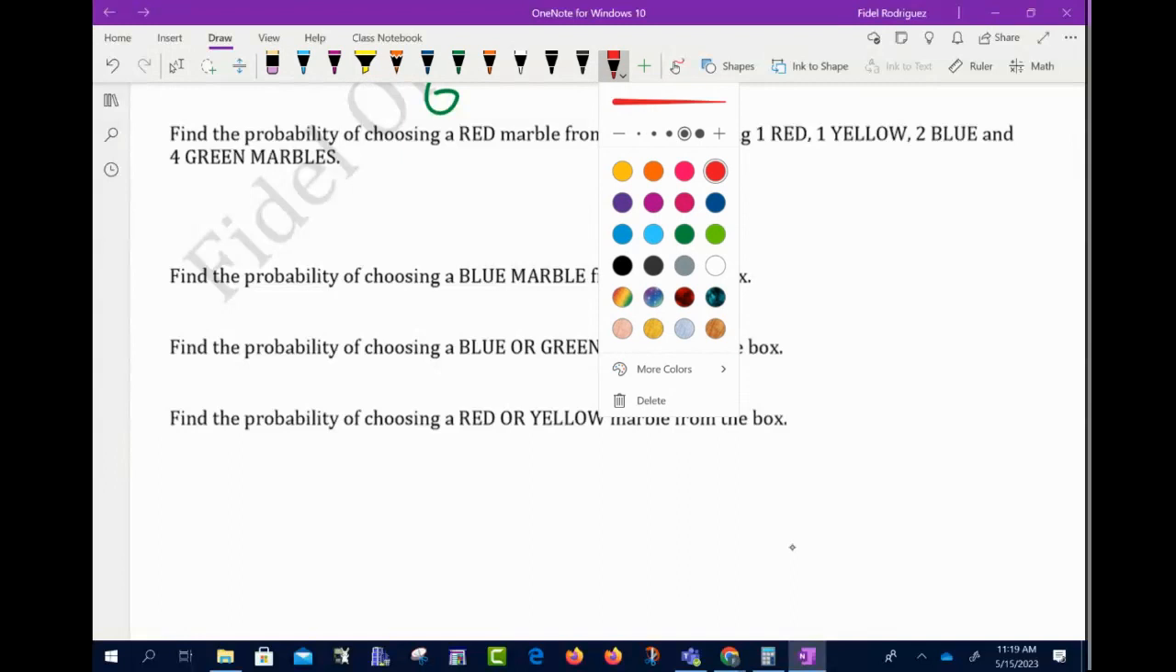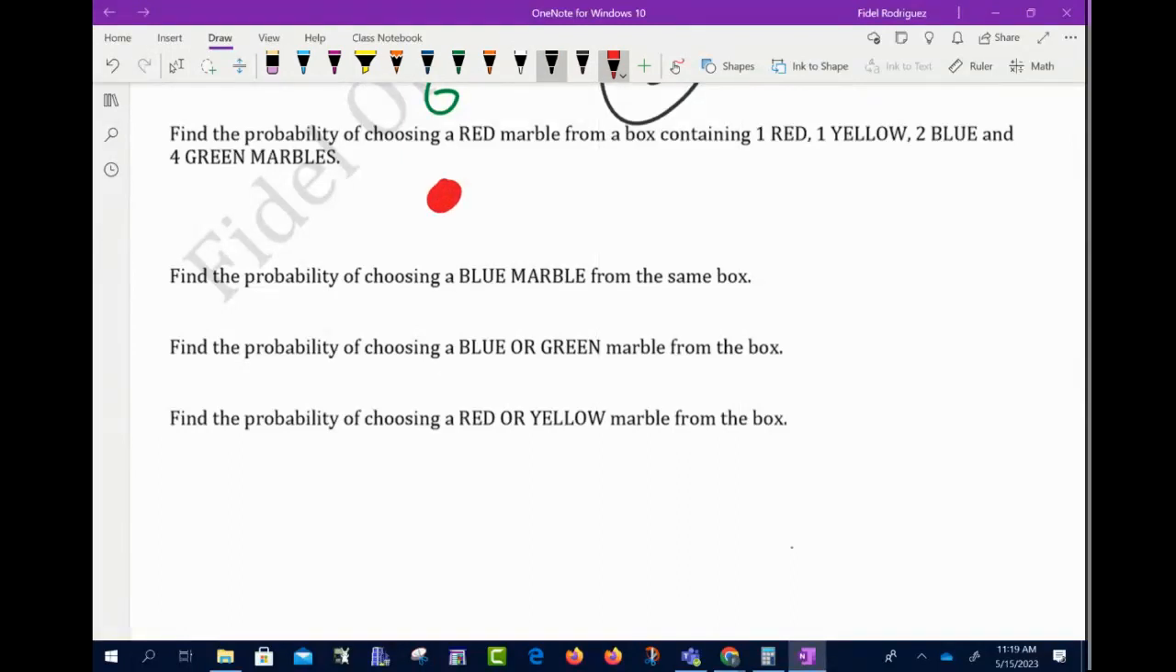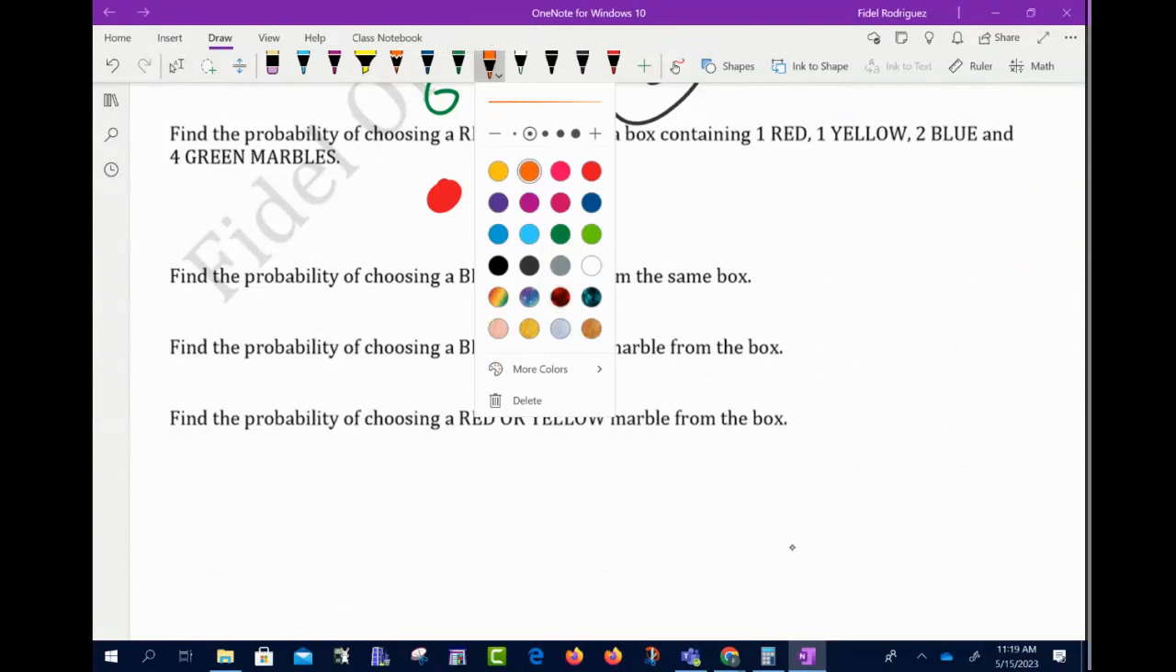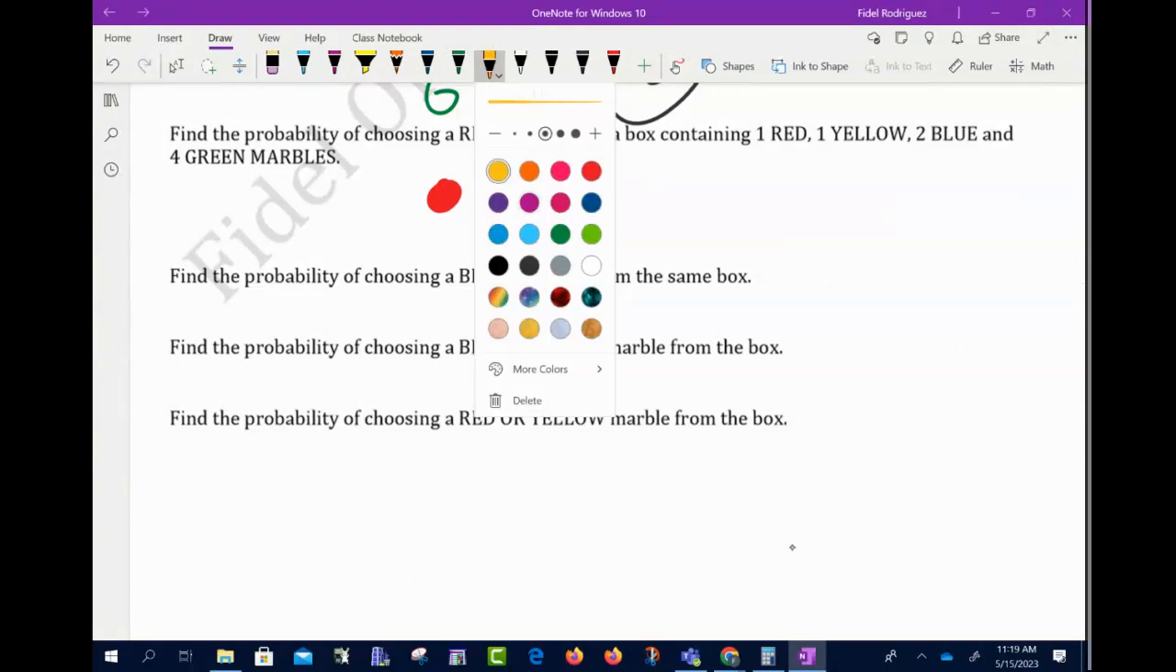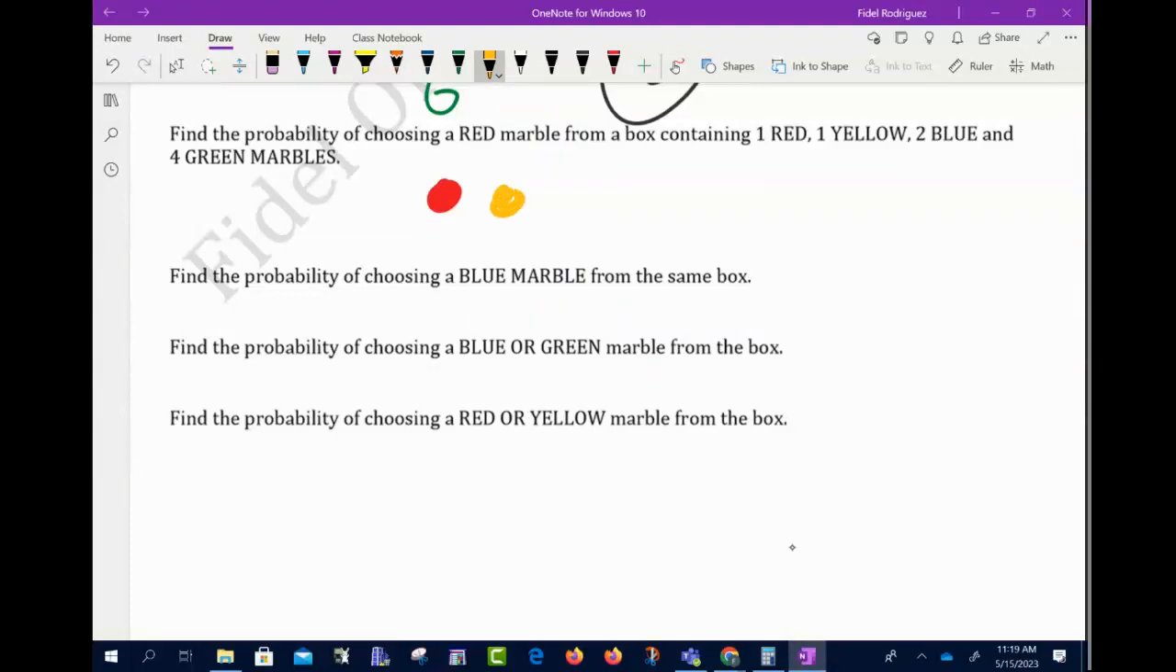Let's do this. I'm going to put 1 red marble. I'm going to put a yellowish one. That's yellowish enough. We're going to go right here. There's one yellow. How many blues do we have? Two. How many greens do we have? One, two, three, and four.